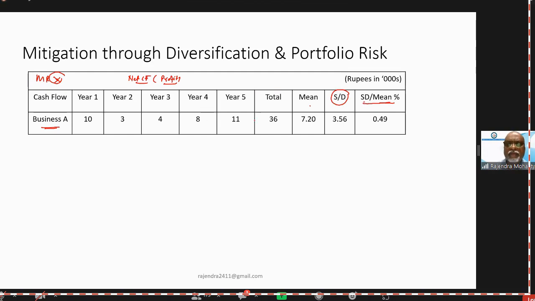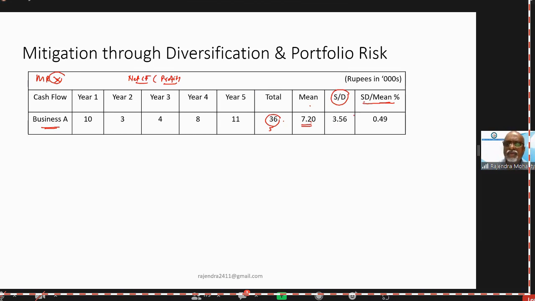So I have calculated the total here. Then I divided by 5, so the mean is 7.20. Then I have calculated the individual deviation, meaning year 1 cash flow minus mean. Then I have squared that. After that, I have taken the average by adding them up and dividing by n minus 1. Then whatever the result comes, I have taken the square root of that. That square root is the standard deviation, as I have explained in the volatility method. So I am not explaining it again.